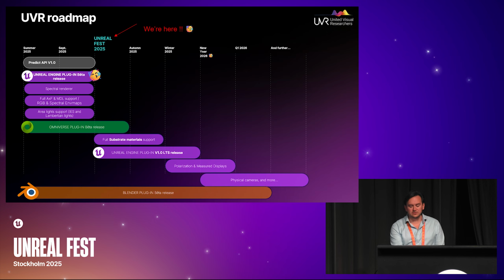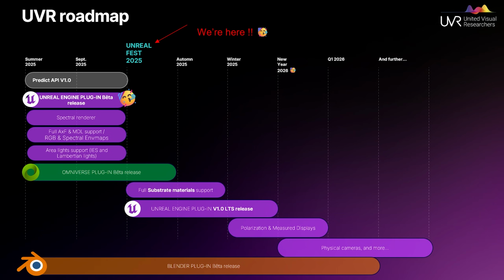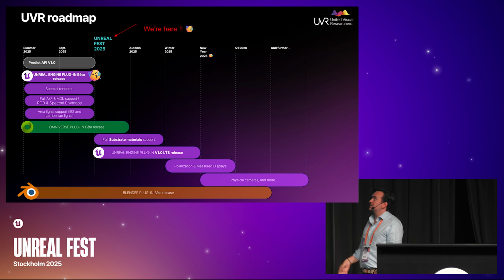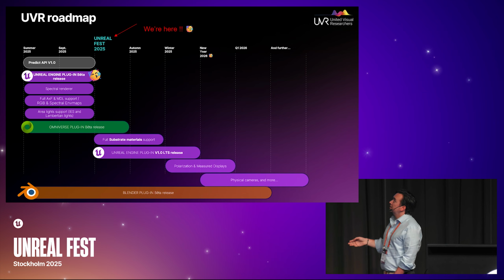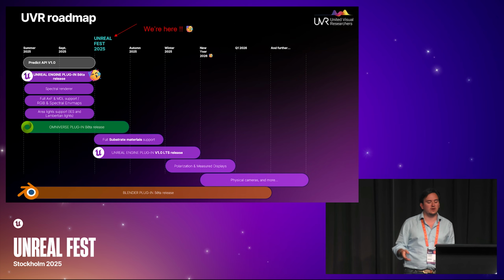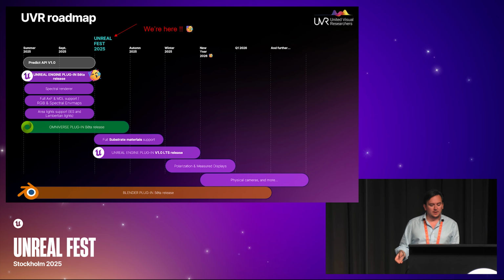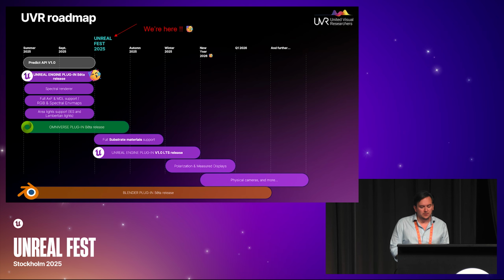As I wanted to say here today, it's still in a beta version because we need feedback. We need people to use the product. We need to know what your challenges are within an Unreal workflow. But we wanted to make sure that by today we had this Spectral renderer that was ready to go, to have the full support of AXF and MDL materials, RGB and Spectral environment maps, and also complex area lights with IES or Lambertian spectrally defined lights.